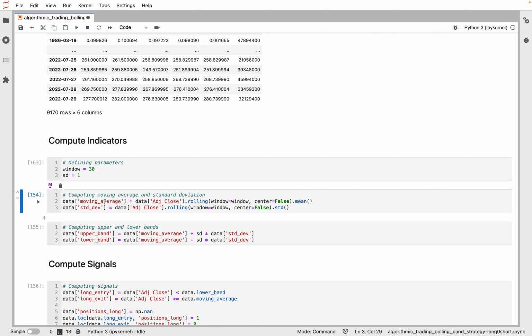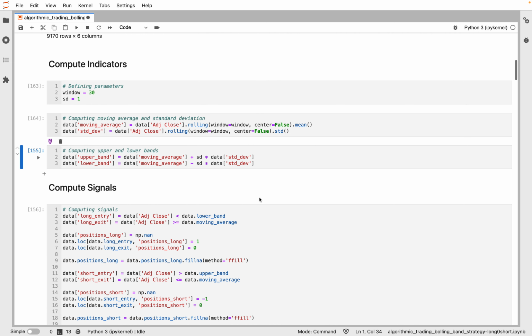First we compute the moving average by taking the rolling window and the mean, and the rolling standard deviation by taking the rolling window and the standard deviation. Next, we'll compute the Bollinger upper and lower bands. The upper band is the moving average plus the standard deviation multiplied with the rolling standard deviation, and the lower band is the moving average minus the standard deviation multiplied with the rolling standard deviation.